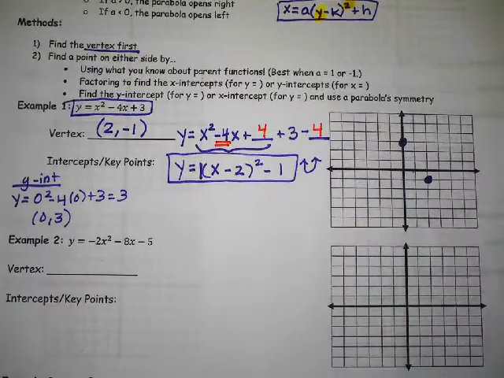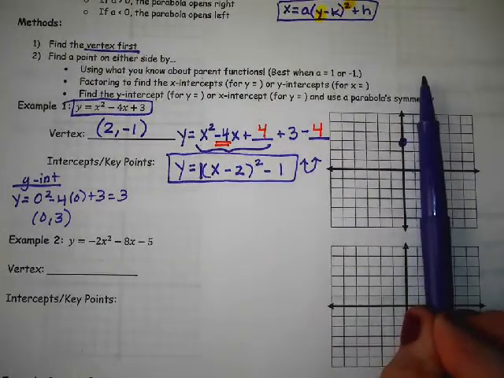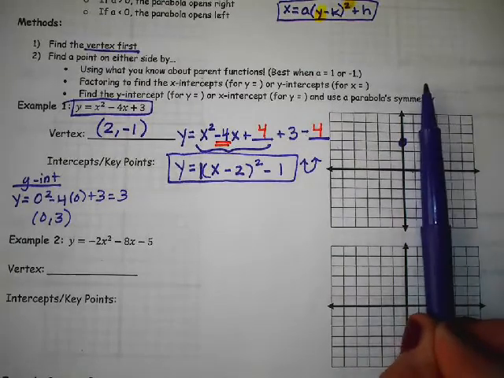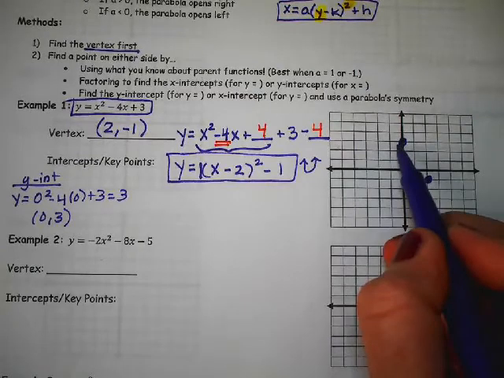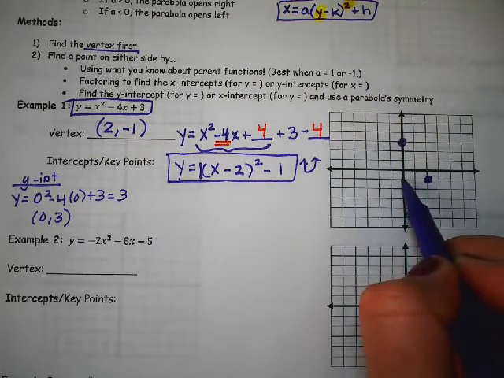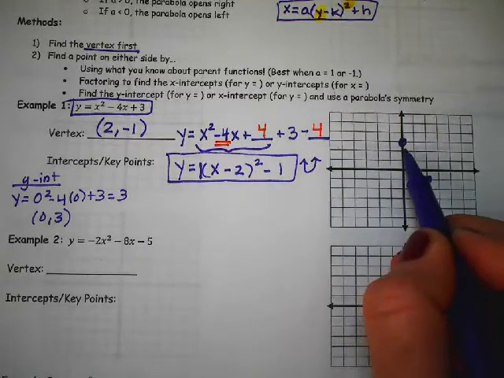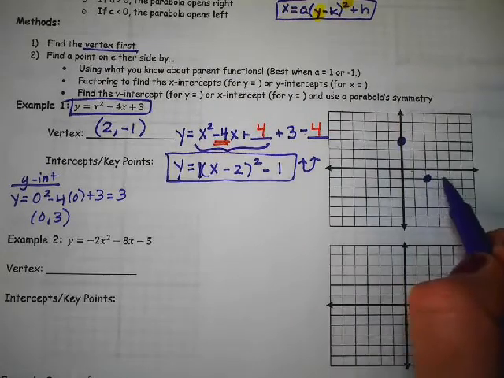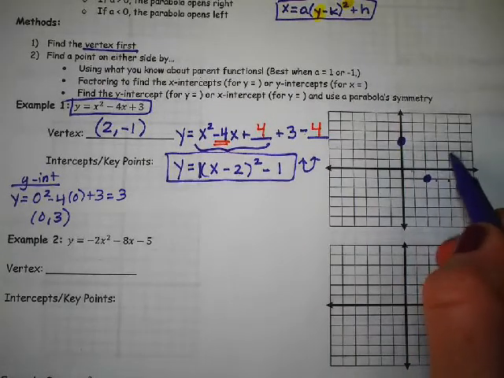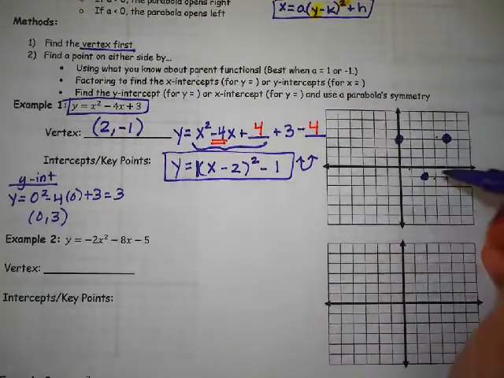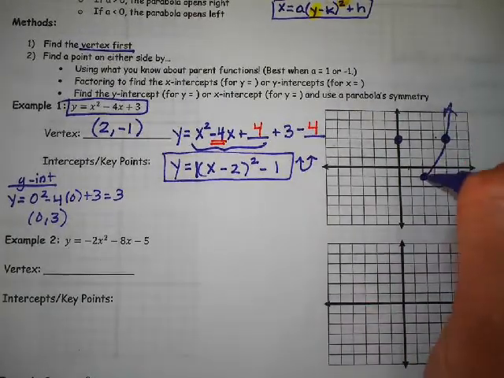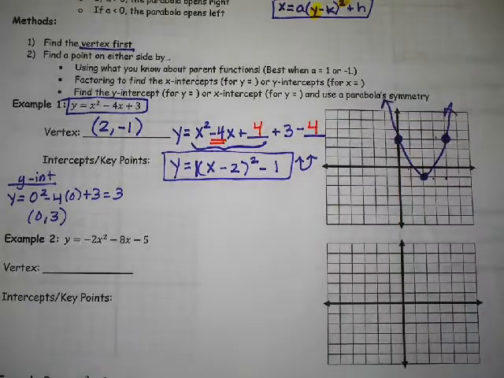Now, parabolas are symmetric right here, wherever the vertex is. So after I find that point, I could say, how did I get from the vertex up there? I went to the left 2, up 1, 2, 3, 4. That means I can also go to the right 2, up 1, 2, 3, 4. And I can connect the dots and be done. I've got the vertex and 2 other points, which is what's going to be required of you. That's one way to do it.